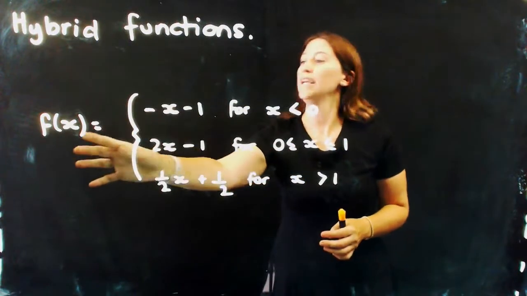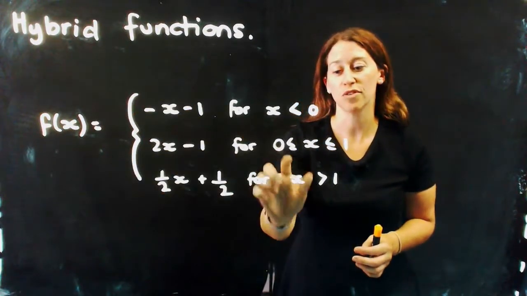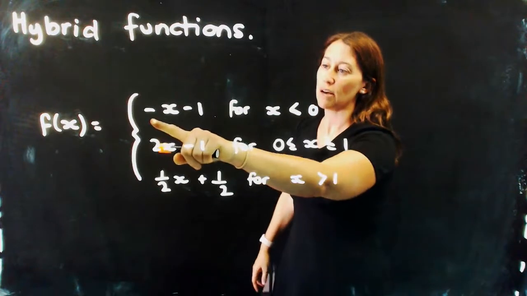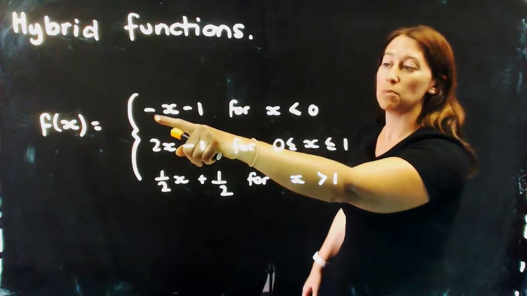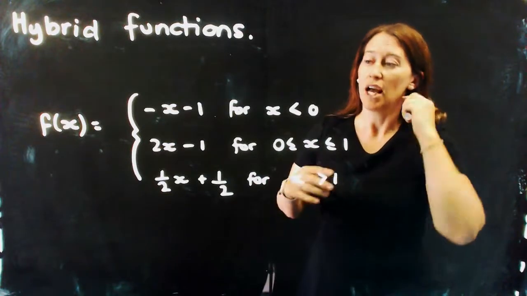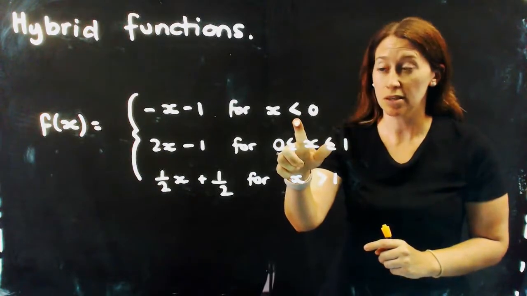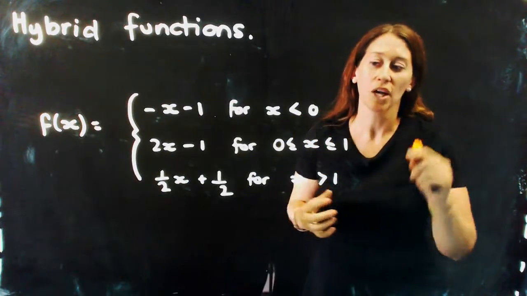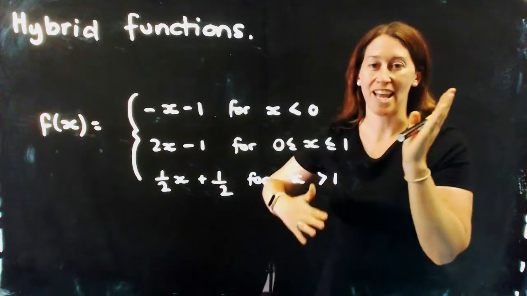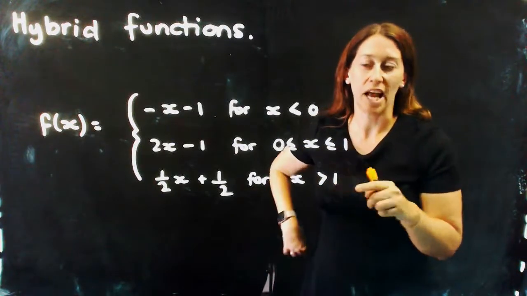So what we've got here is this function is made up of 3 particular rules with restricted domains. So we have the first part of the rule is minus x minus 1. We know that's a straight line graph, and we're only looking for when x is less than 0, not including 0. So if we were to draw that on a graph, we would have an open circle for the end point of that line. Now it's going all the way down, so you'd have an arrow.